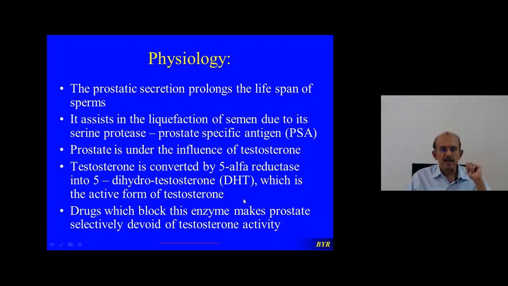So in BPH, certain drugs are used to limit the growth of the prostate gland, because prostatic gland growth is dependent upon 5-dihydrotestosterone. This production is being blocked by 5-alpha reductase enzyme blockers.